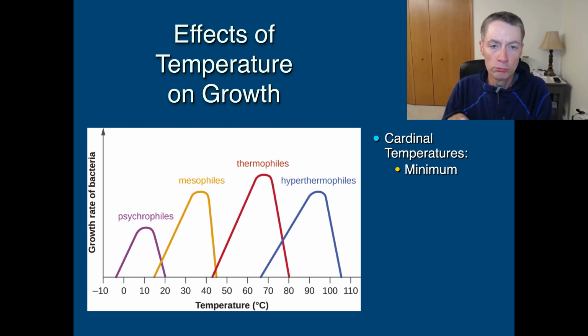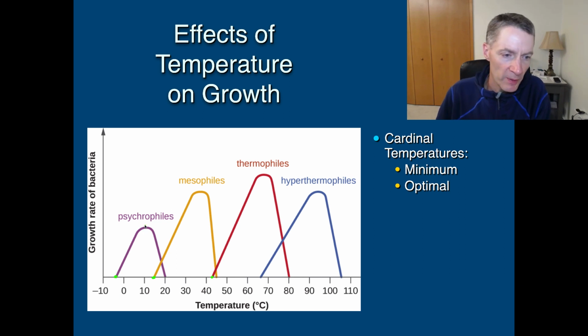upside down U, right? And you're going to see a minimum. So for this purple curve over here, we have a minimum that's below 0. Here with this yellow curve, we have a minimum that's around 14 degrees Celsius. Minimum for the red one around 42 or 43, right? We're going to have a minimum temperature for the growth of bacteria. We're going to have an optimal temperature, and that would be the peak.